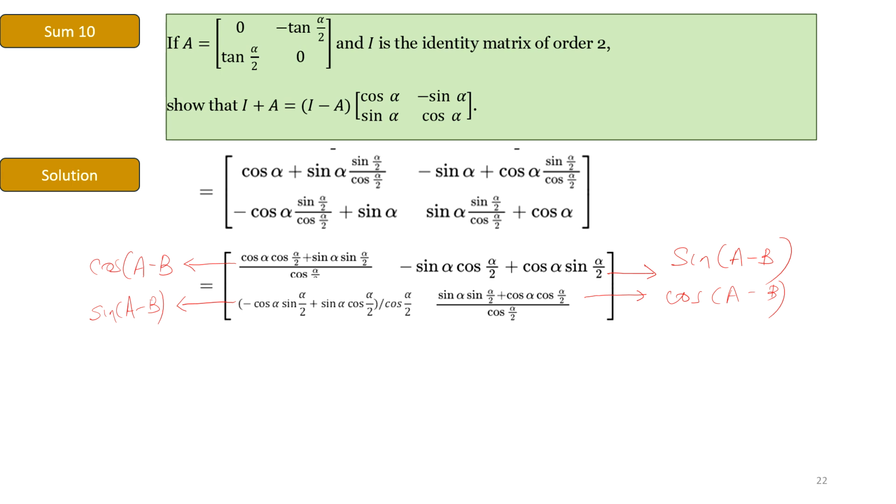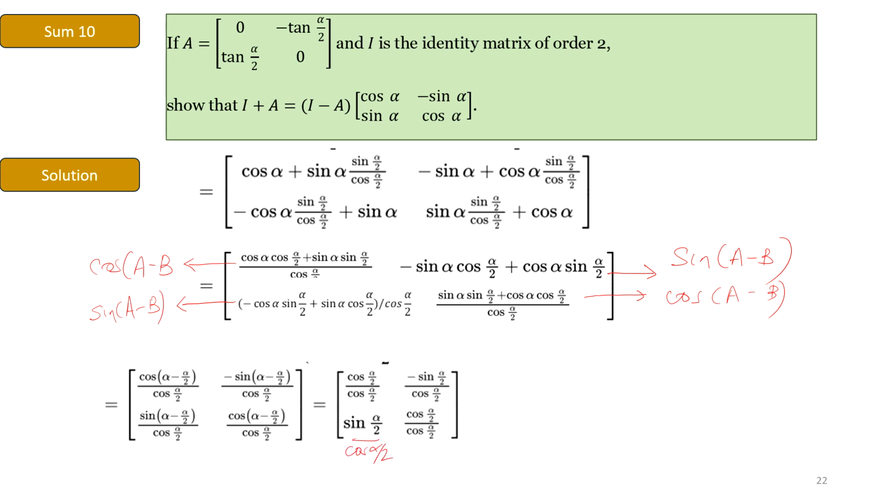Upon simplification, we can see that each of the elements of the matrix takes the form of a trigonometric equation in A and B. The elements of the matrix are equal to 1, minus tangent alpha by 2, tangent alpha by 2, and 1, which is equal to the LHS value, as computed in slide number 20.